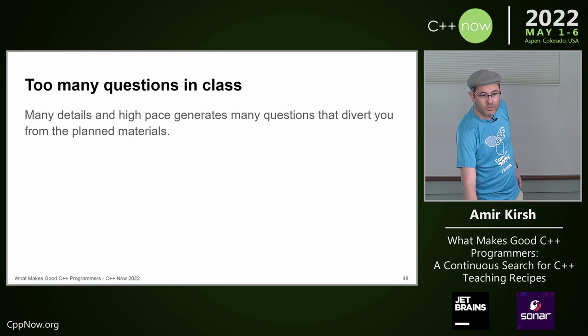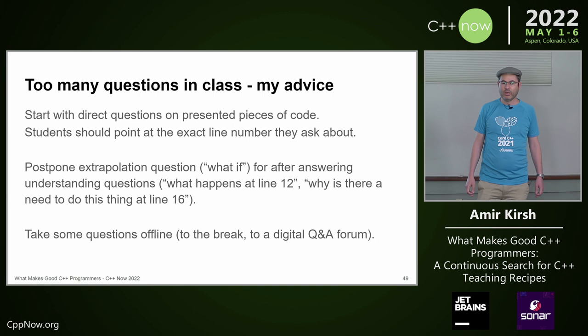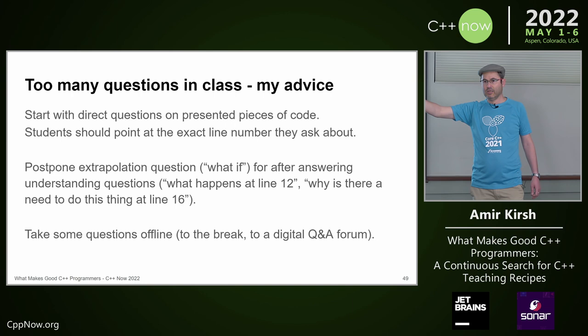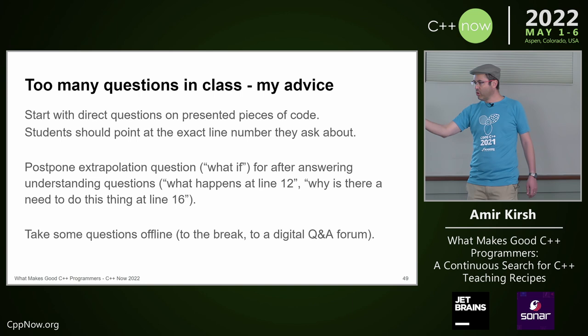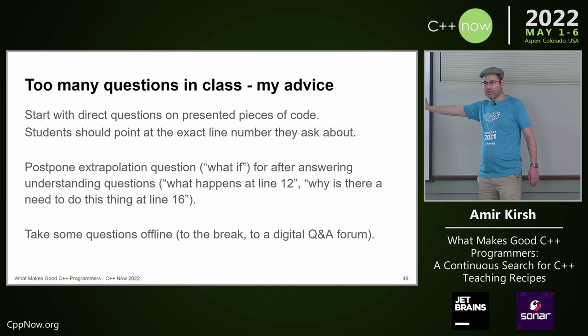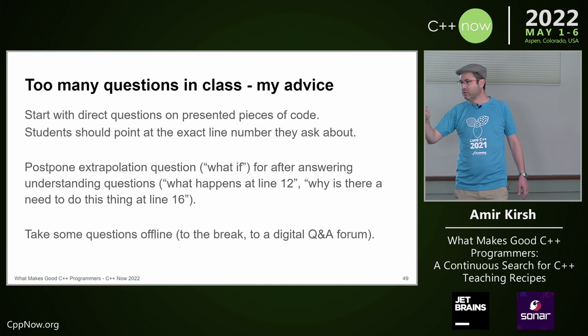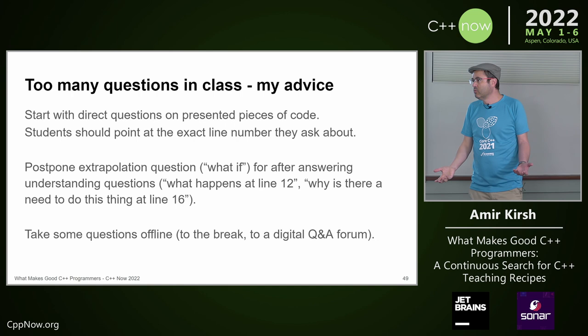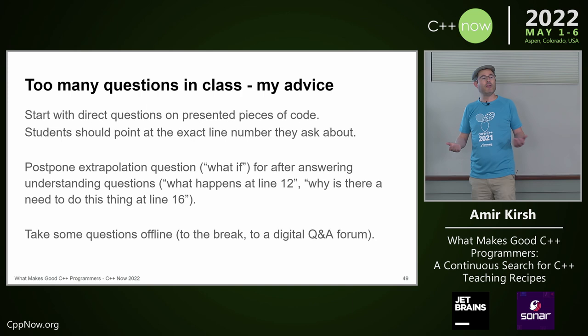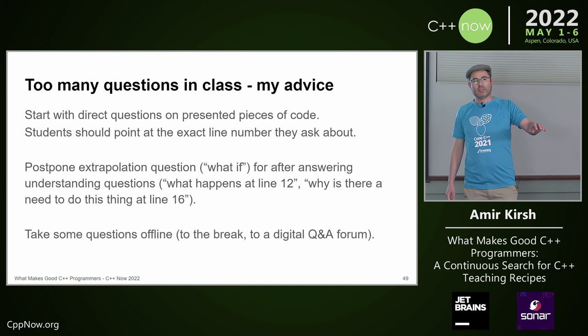So my advice: start with direct questions on presented pieces of code, like, I don't understand this line. I first take questions with, do you have a line in the program that I just presented that you want to ask about? Otherwise, wait for your turn. First, those who have questions on an exact code line. So we first go through understanding questions, which is good. And then we go to the extrapolation, like what if, or why in the previous example. Then the entire class is aligned, which is important. And at the same time, some of the others just forget their questions.